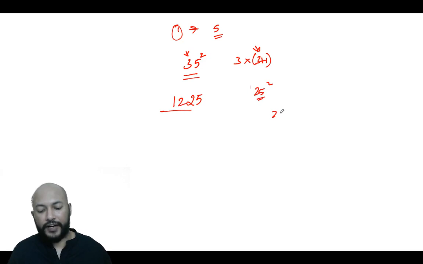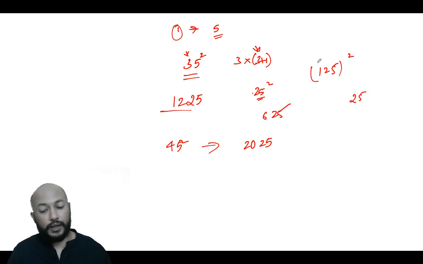Let's say 25 square. It ends with 25, and then 2 into 1 more than 2, which is 3. So 2 into 3, 6. Let's say 45 square. It ends with 25, and then 4 into 5, 20. Let's say 125 square. It ends with 25, same thing. Now 12 into 13. How do you do it more quickly? First find 12 square, 144, plus add one more 12 to it. So it becomes 156. The answer is 15625.